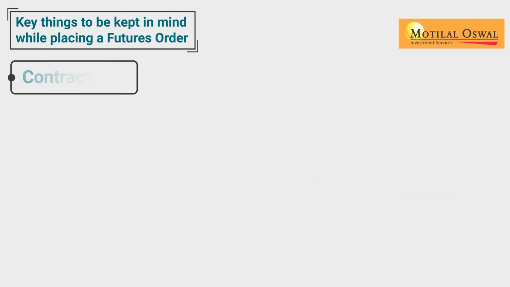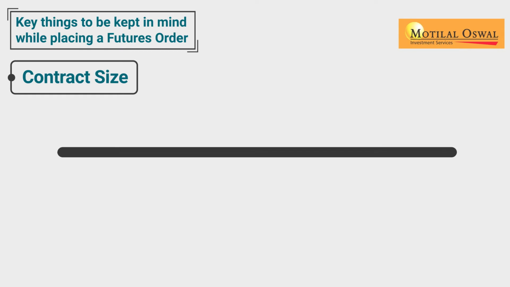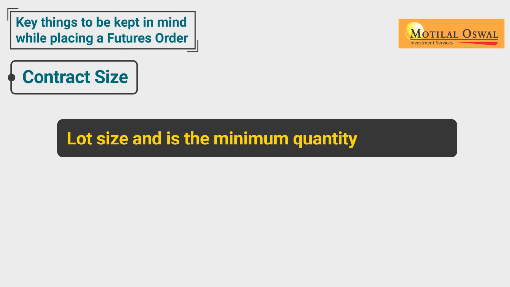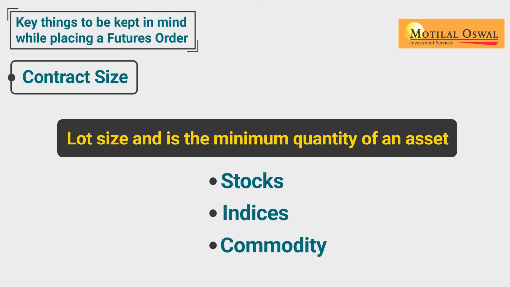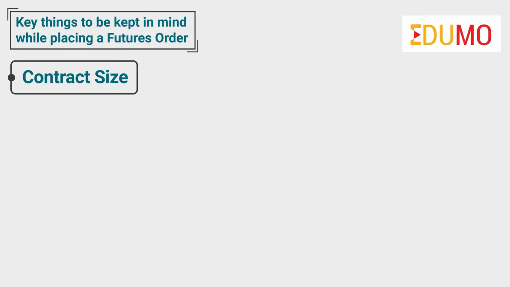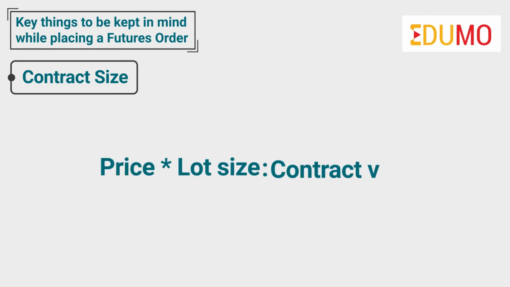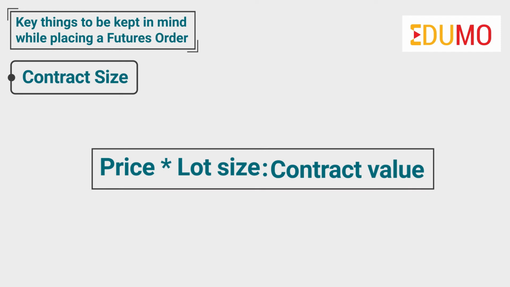Next is the contract size. This is also known as the lot size, and it is the minimum quantity of an asset, stocks, indices, and commodity that one needs to buy or sell to trade in futures. You have to multiply the price with the lot size to get the contract value.